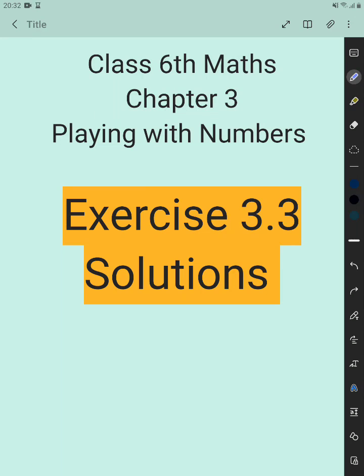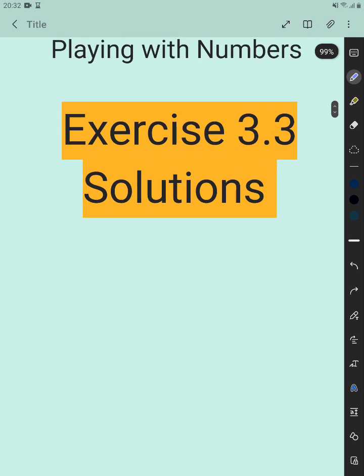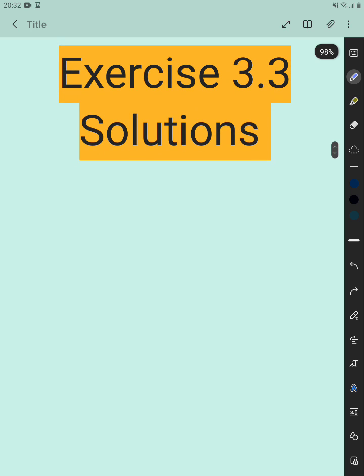Again, so we were playing with numbers, chapter 3 of class 6th NCERT math, and in the last session we explained the test of divisibility of a few numbers like 2, 3, 4, 5, 6, 8, 9, 10 and 11. Based on that, the exercise is 3.3. We'll solve each and every question, show you how to solve it, and explain everything. So, question number one.